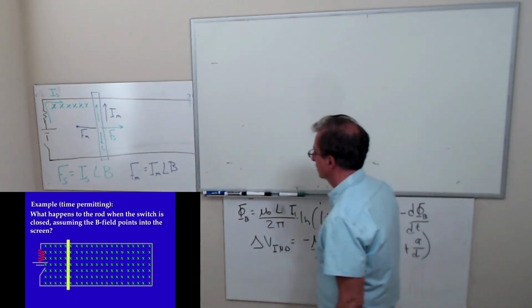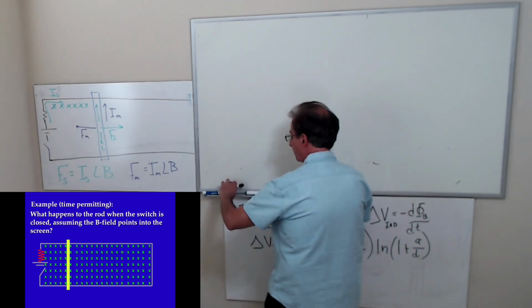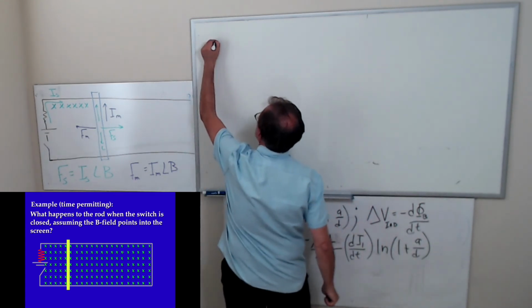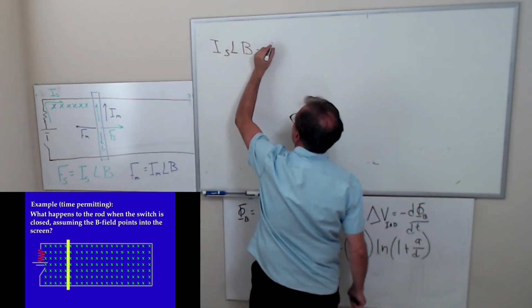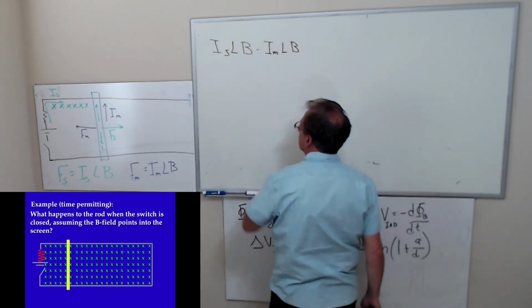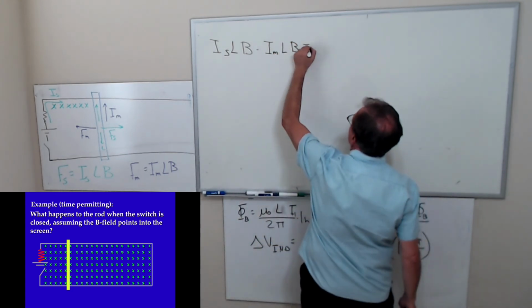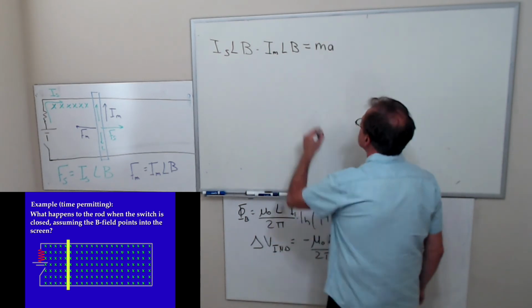Okay, so the total force on this thing is going to be I sub s times L times B minus the motional EMF times L times B. And that's going to be equal to MA. But this is dV/dt.